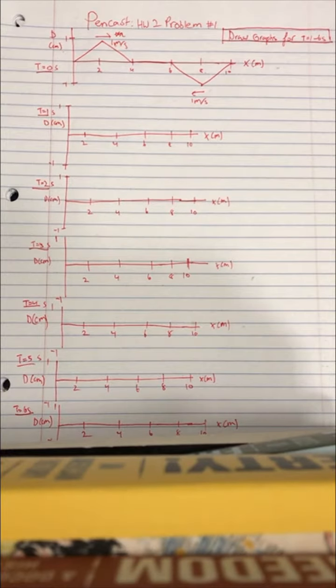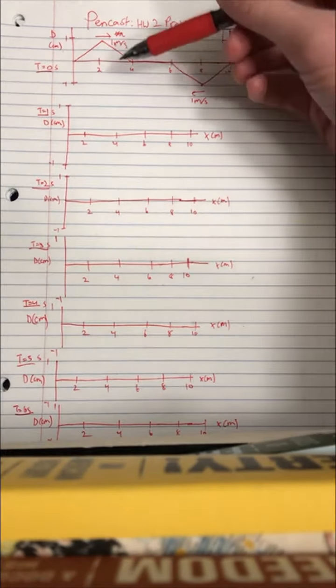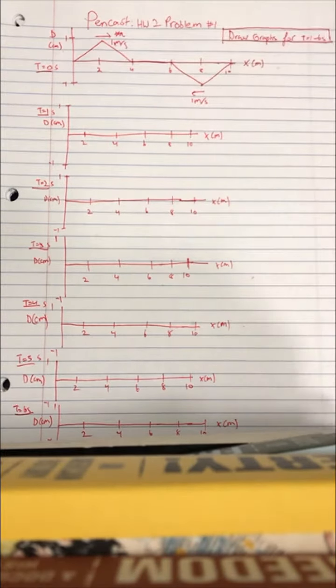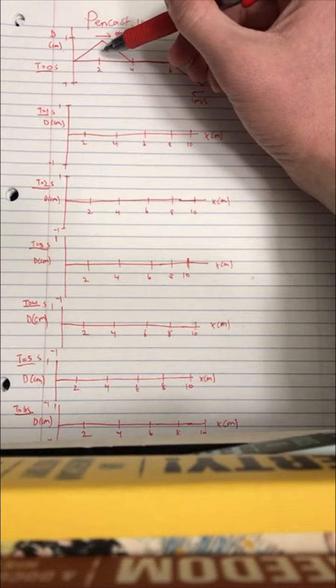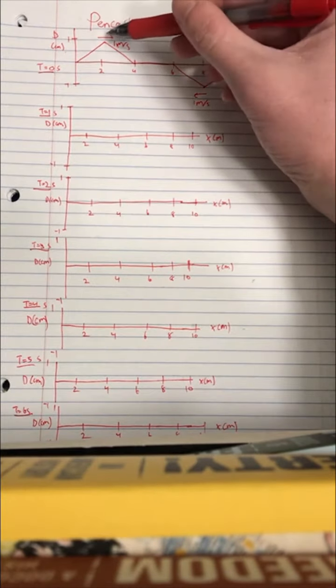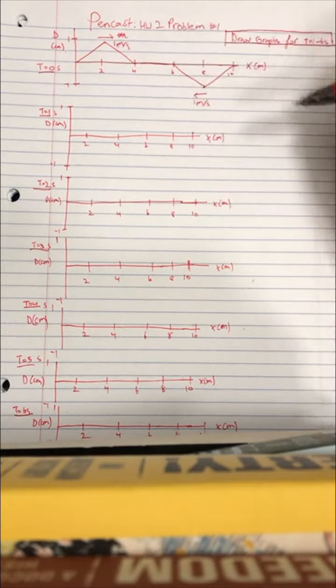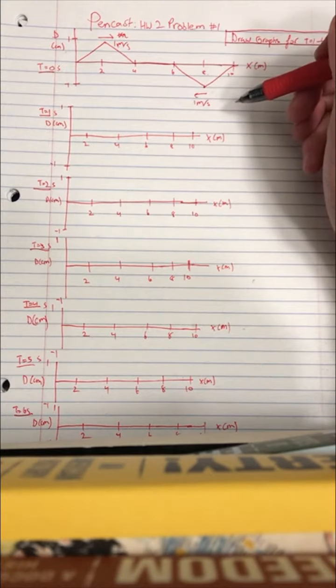Okay, so for my pencast, I have homework 2, problem 1, as you can see up there. The problem gives you this diagram here, which is a wave, and it gives you a velocity for each pulse in the wave. This one is moving to the right at 1 meter per second, and this one is moving to the left at 1 meter per second.